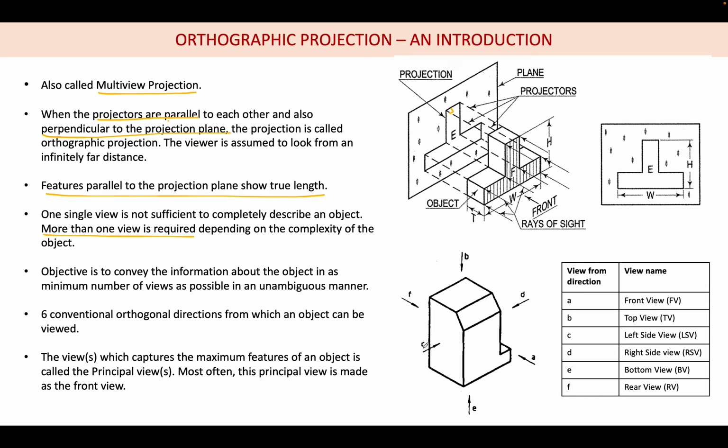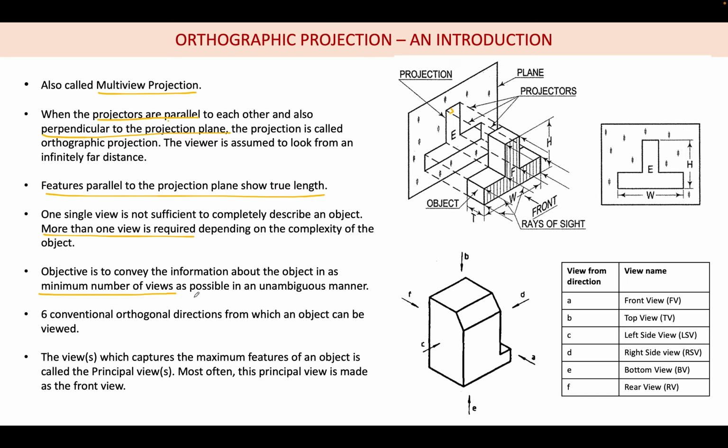So for example, if you are looking from this view, you may not know about this extra thing which is here, although we may show it through a hidden line. For visualization purposes, you can say that we need more than one view to completely describe the object in an orthographic projection. So our objective is to convey the information about the object in as minimum a number of views.